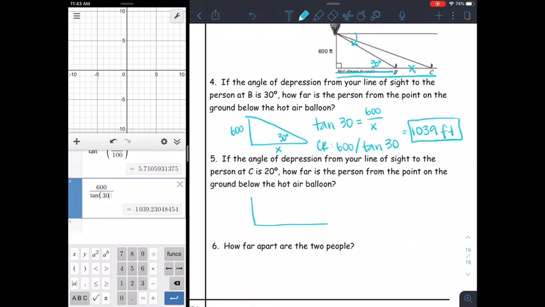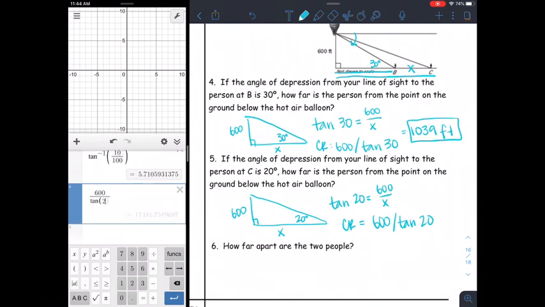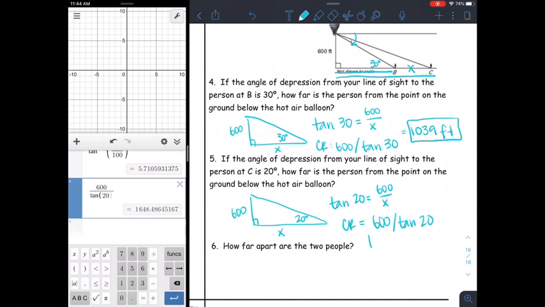And then let's check to person C. What we are changing now is our angle of elevation or depression, however you want to look at it, which is now 20 degrees. And we are solving for that same distance. So the tangent of 20 is going to be equal to 600 over x. And same thing, my calculator ready is 600 divided by the tangent of 20. So I'm just going to back that out and do 20, and it is 1648.